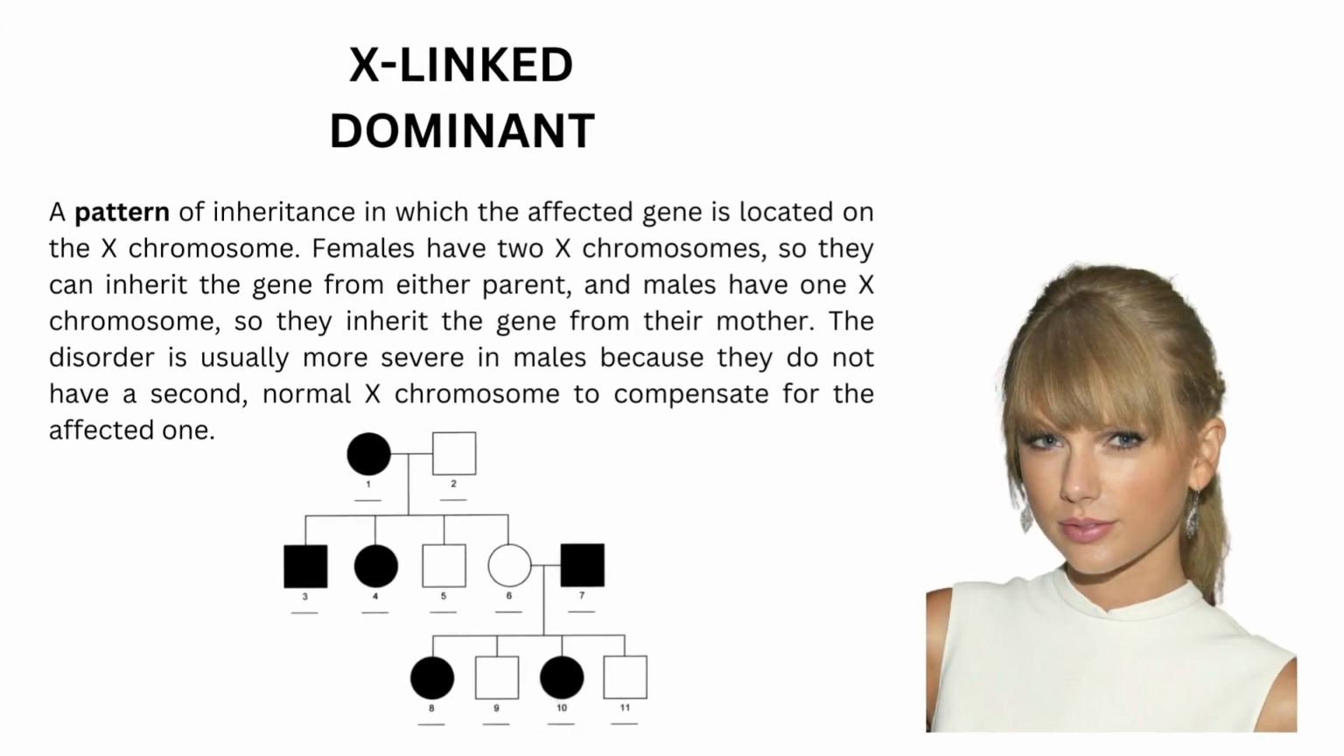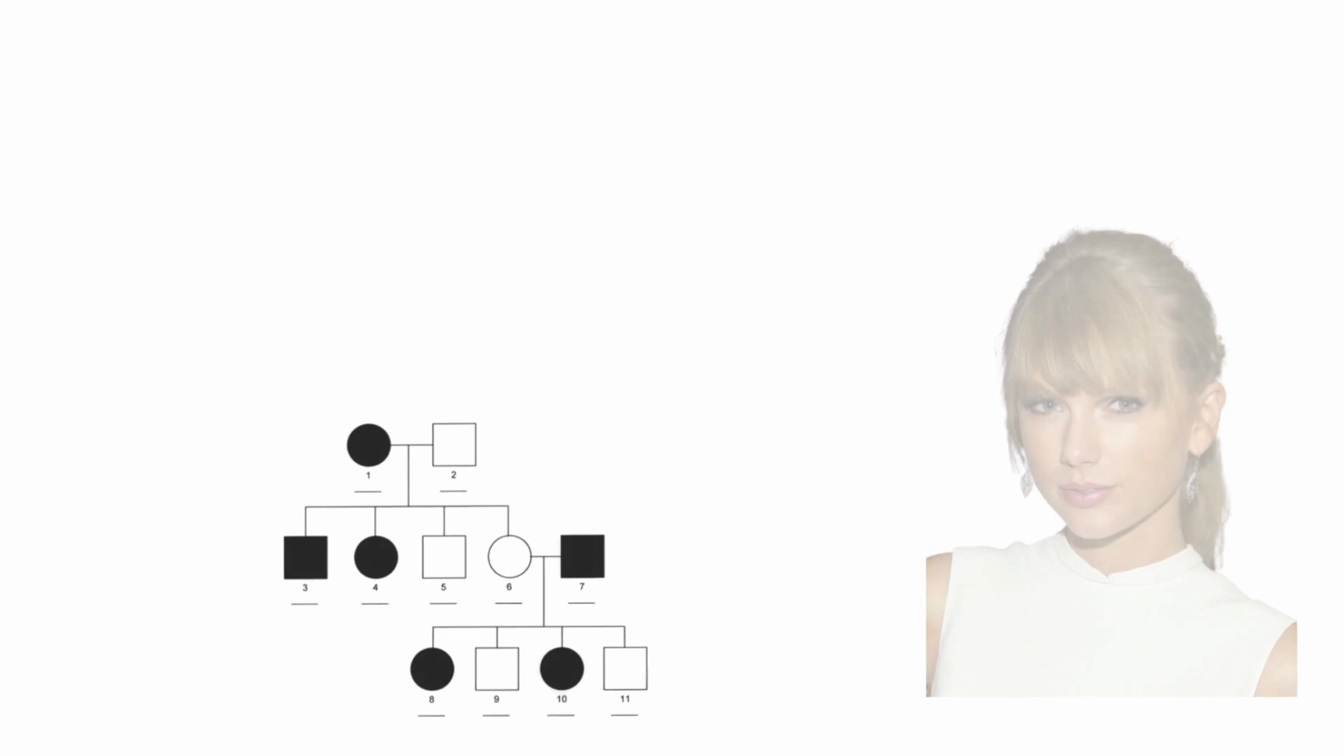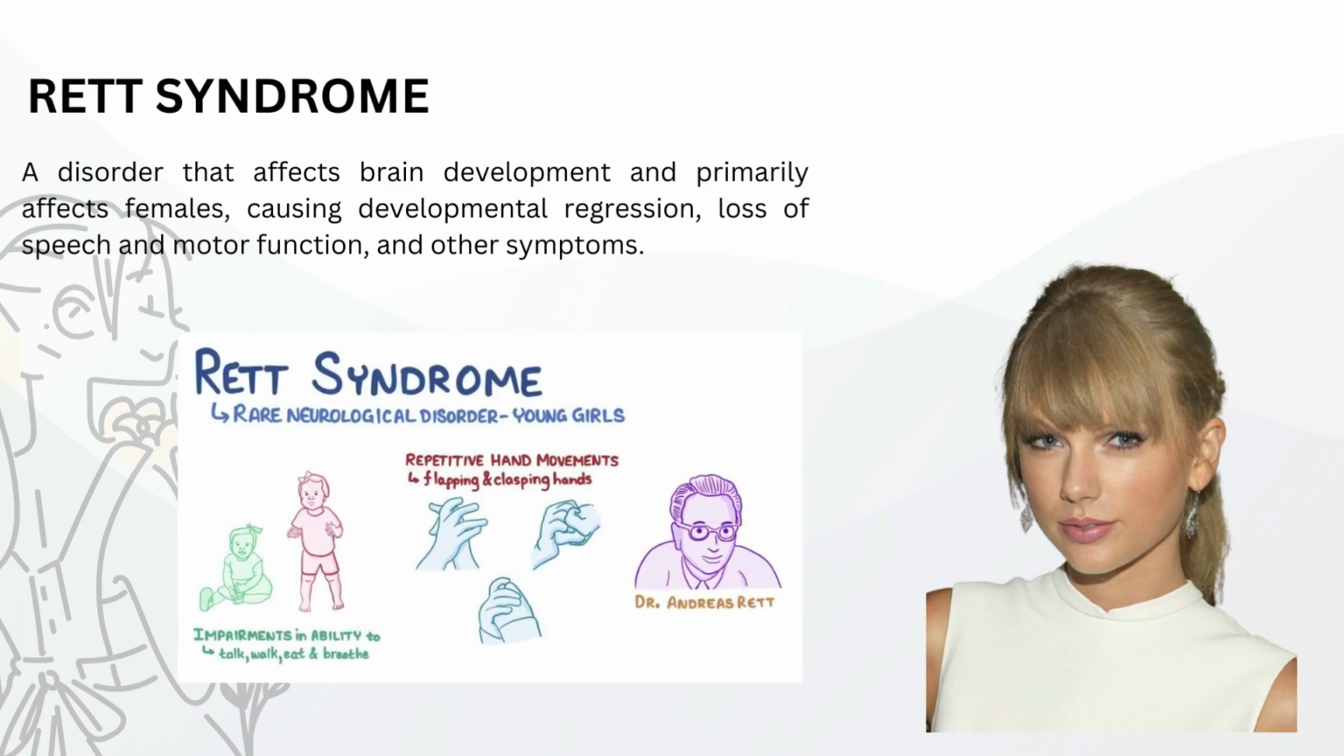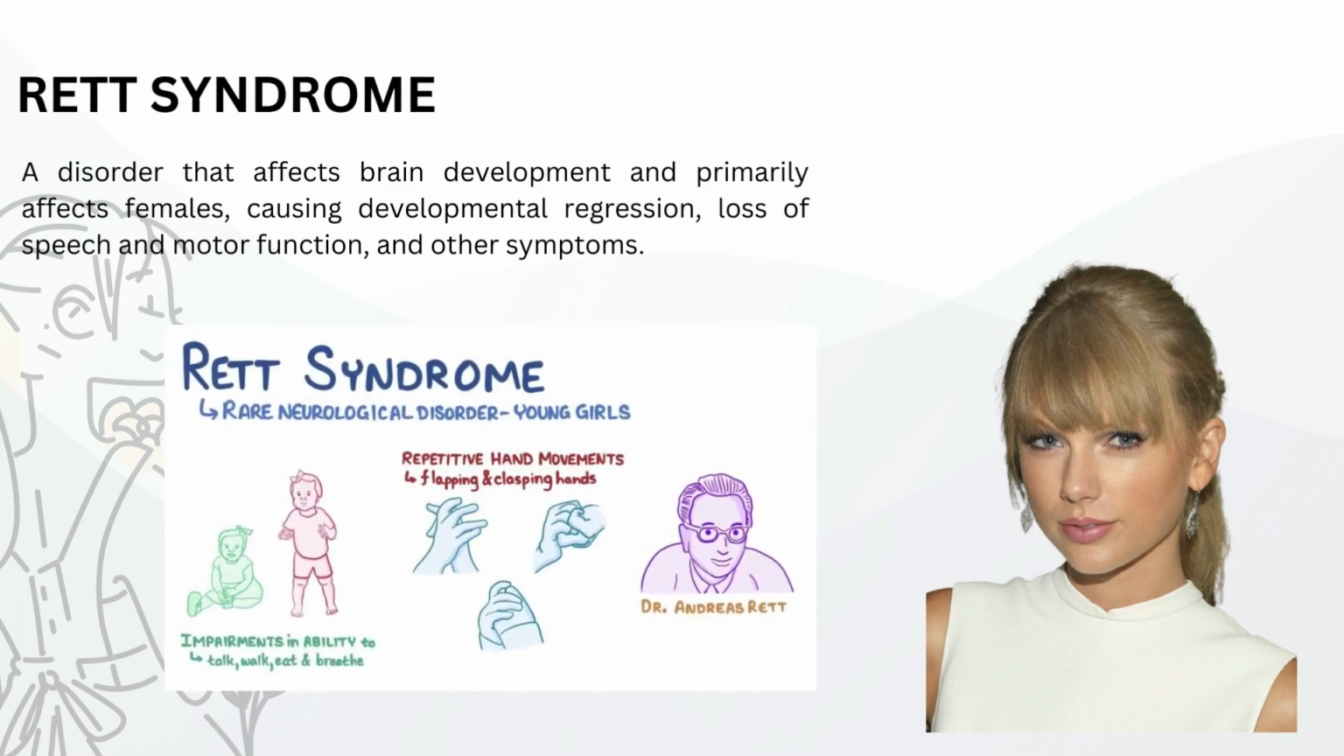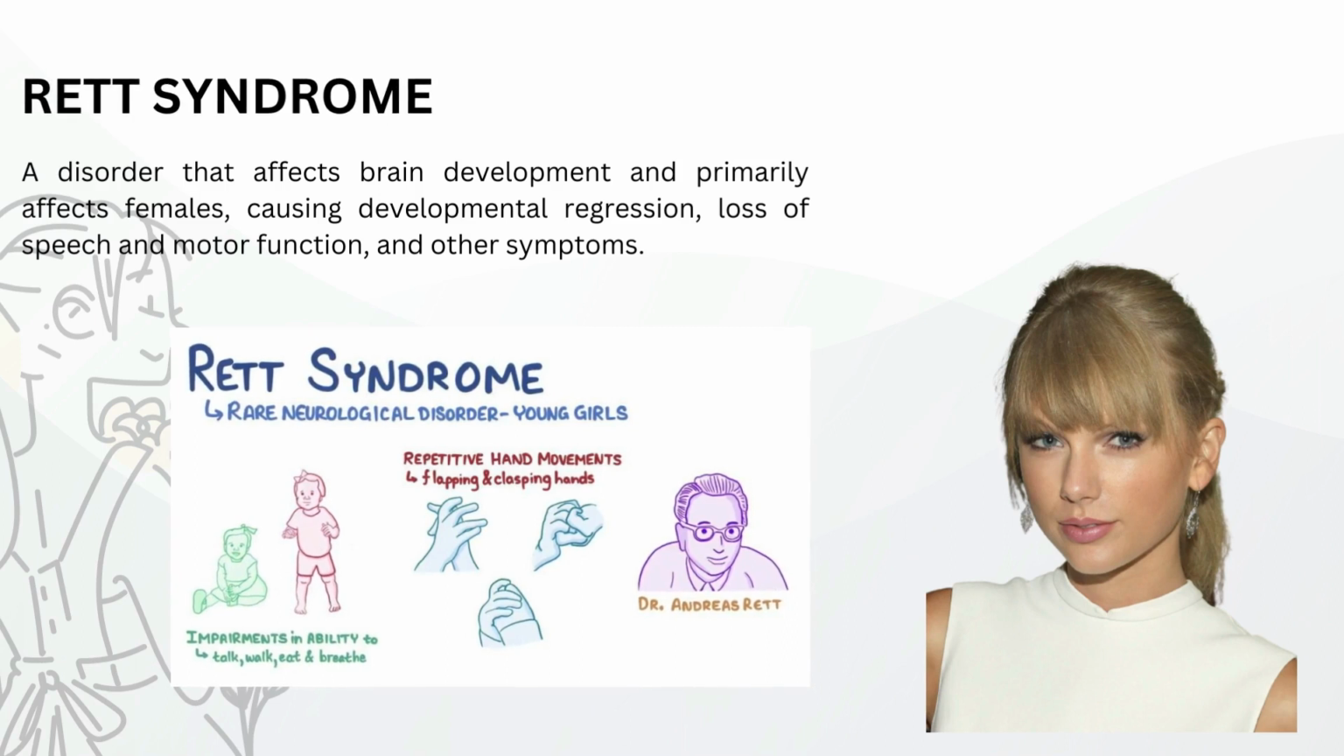X-linked dominant inheritance is a pattern of inheritance in which the affected gene is located on the X chromosome. Females have 2 X chromosomes, so they can inherit the gene from either parent, and males have 1 X chromosome, so they inherit the gene from their mother. The disorder is usually more severe in males because they do not have a second, normal X chromosome to compensate for the affected one. An example of a disease is Rett syndrome, which is a disorder that affects brain development and primarily affects females, causing developmental regression, loss of speech and motor function, and other symptoms.